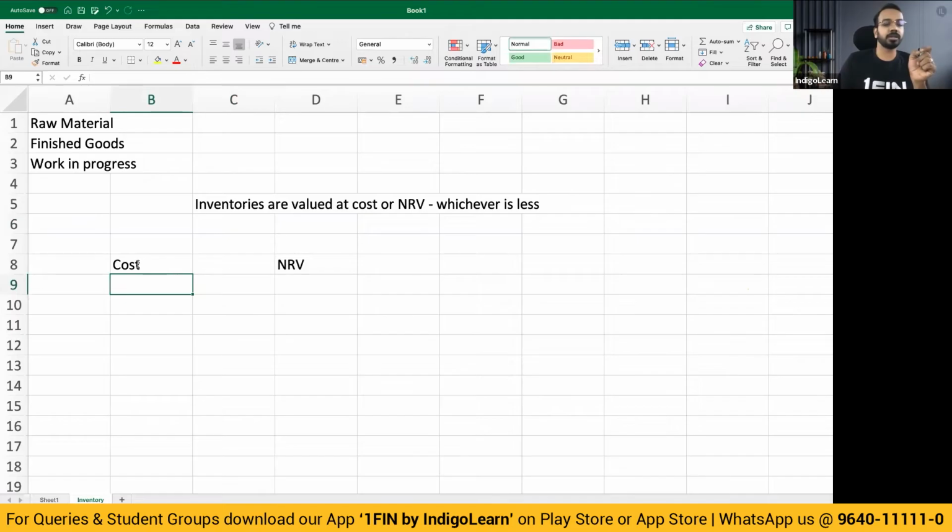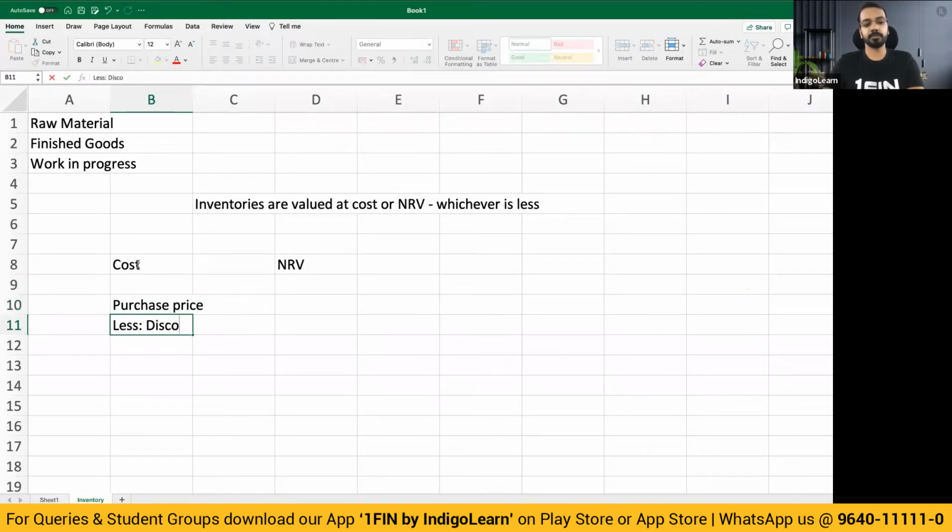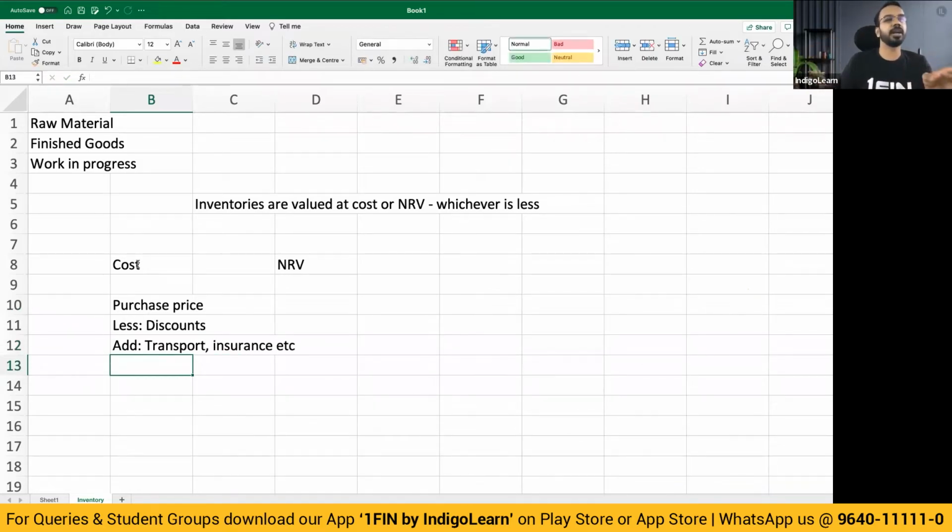As far as cost is concerned, cost includes all the costs which are incurred to bring the inventory to the current location and condition. So for example, if I incur freight, cost will include your purchase price less discounts. Then add transport, insurance, etc. Taxes and duties, if they are refundable, you will not consider. If they are non-refundable, you will consider. So add non-refundable taxes.